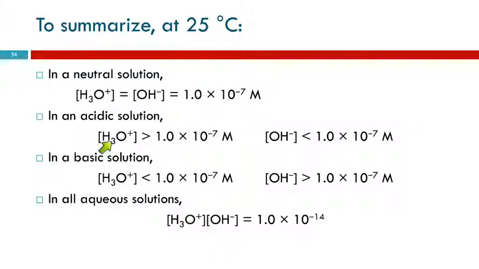So the hydronium ion concentration in an acidic solution is greater than 10 to the minus 7, the hydroxide is less. If we add base to that water, that causes the hydroxide ion concentration to increase. The product of those two has to remain the same, so if this one goes up, that one goes down. Does that make any sense? Blank stares.